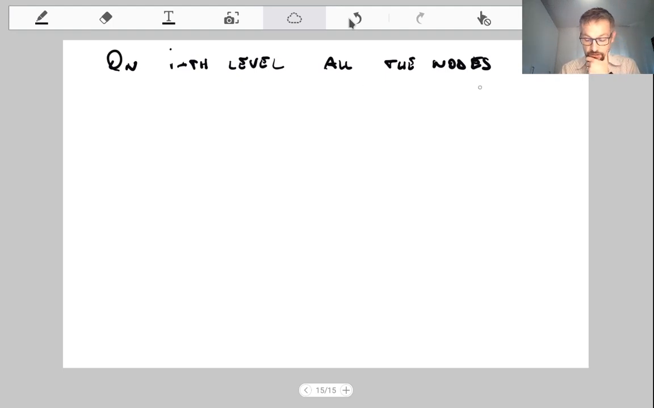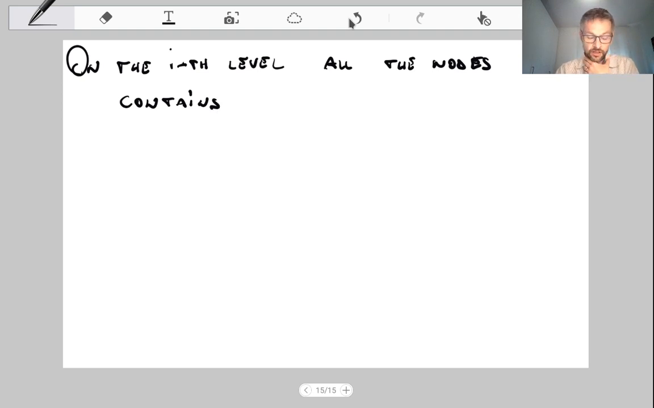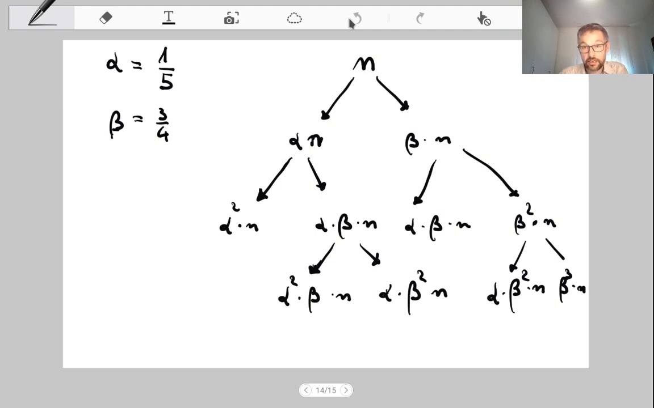So on the ith level, all the nodes contain alpha to the power of j multiplied by beta to the power of i minus j elements. Okay, it's quite easy to see, because every time I move from a level to the next one, I either multiply the value by alpha or by beta, so I'm increasing by 1 the power of either alpha or beta.